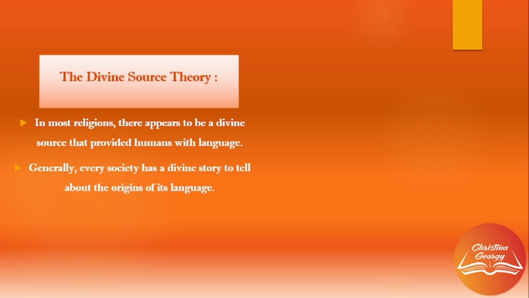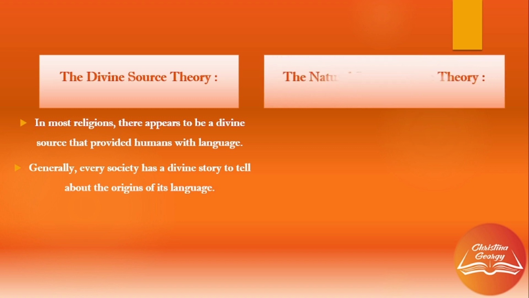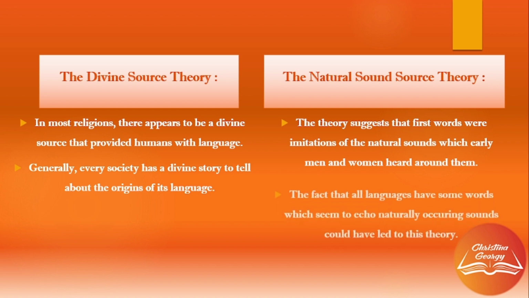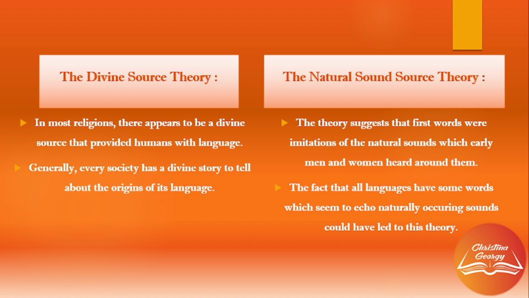Moving on to the natural sound source theory. Another view of the origin of human speech is based on the concept of natural sounds. The theory suggests that first words were imitations of the natural sounds which early men and women heard around them. The fact that all languages have some words which seem to echo naturally occurring sounds could have led to this theory, such as cuckoo, bang, buzz, hiss, bow wow, etc. are some examples from English.